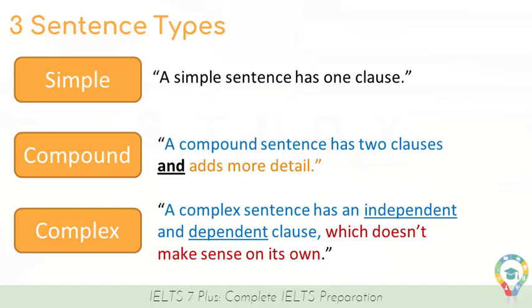In red, I've highlighted which doesn't make sense on its own. Now, on its own, that part of the sentence, you wouldn't really understand what the point is. But when the red part is added to the blue part, or the dependent clause to the independent clause, it does make sense. A complex sentence has an independent and dependent clause, which doesn't make sense on its own. I'll show you some more examples later on in this video.